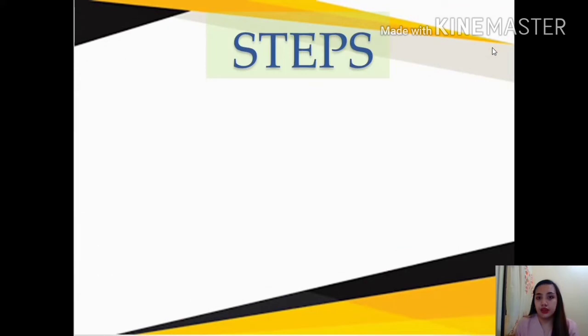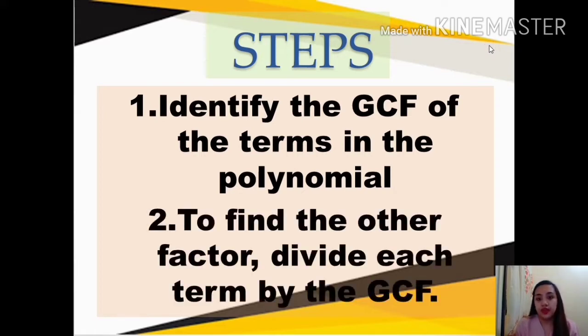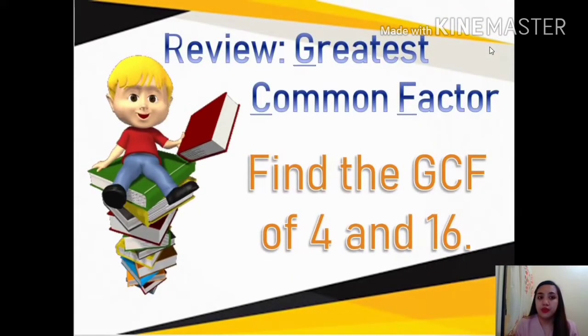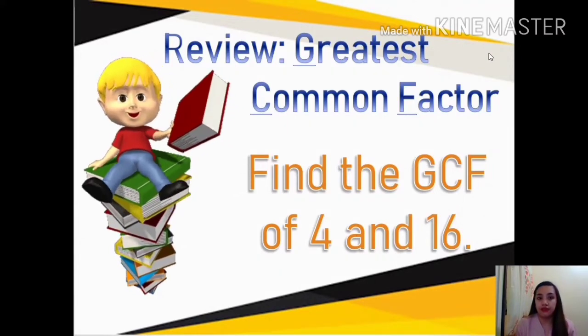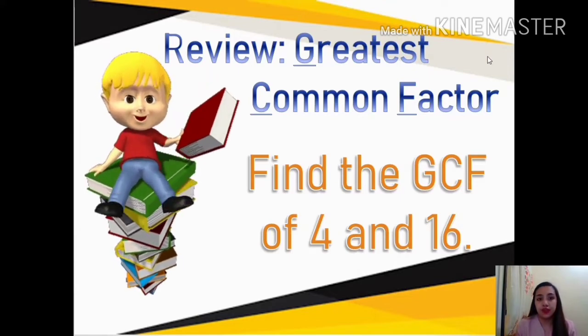Now, these are the steps. Number 1, identify the GCF of the terms in the polynomial. Number 2, to find the other factor, divide each term by the GCF. Before we proceed to the formal discussion, let us review first the GCF. GCF, or commonly known as the greatest common factor.